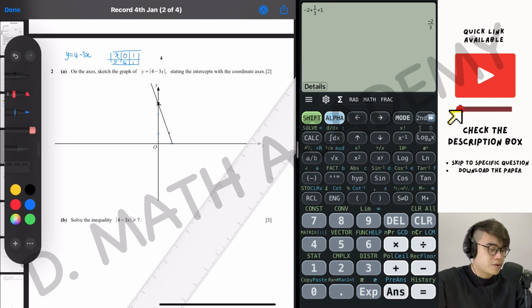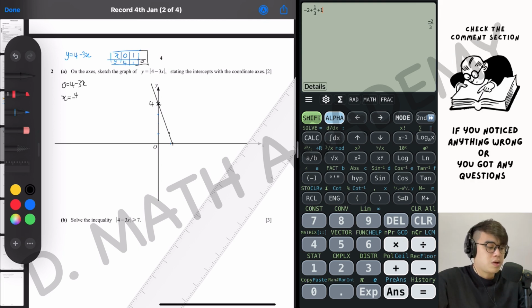Before that, there are a few things that I have to label. First, the point where it intersects here is 4. As for down here, I haven't figured it out yet. So I'm required to calculate it by putting y as 0, and it will be 4/3. So let me write it down. Then it's time for me to reflect it back up. So the graph would look something like this.